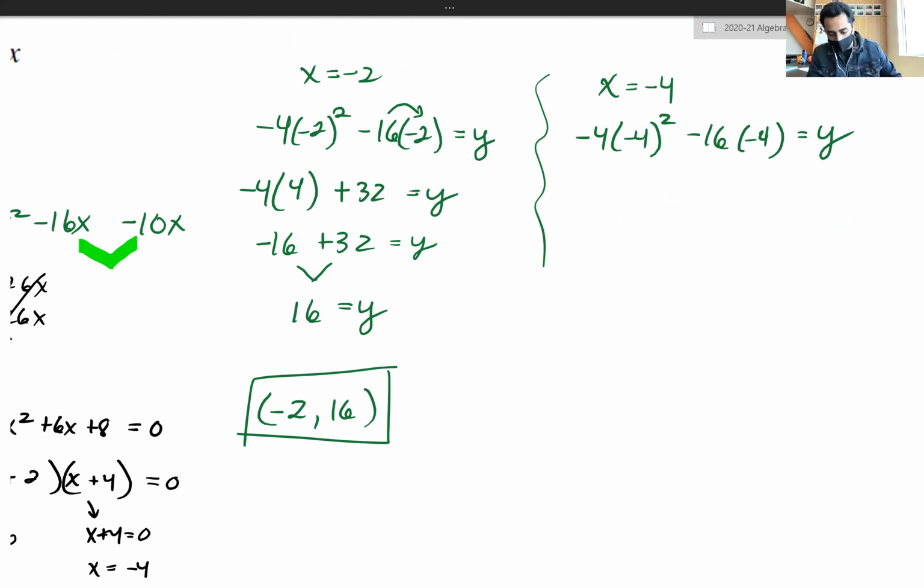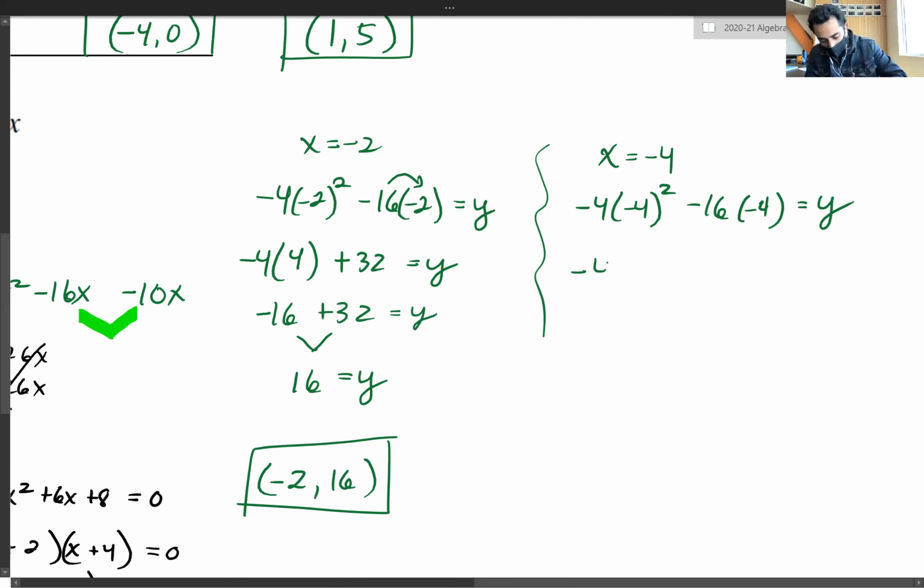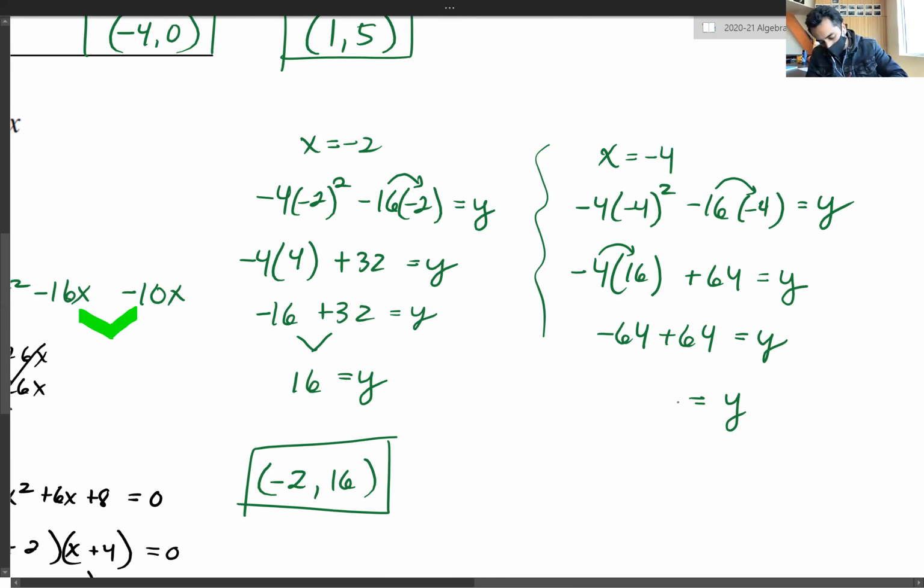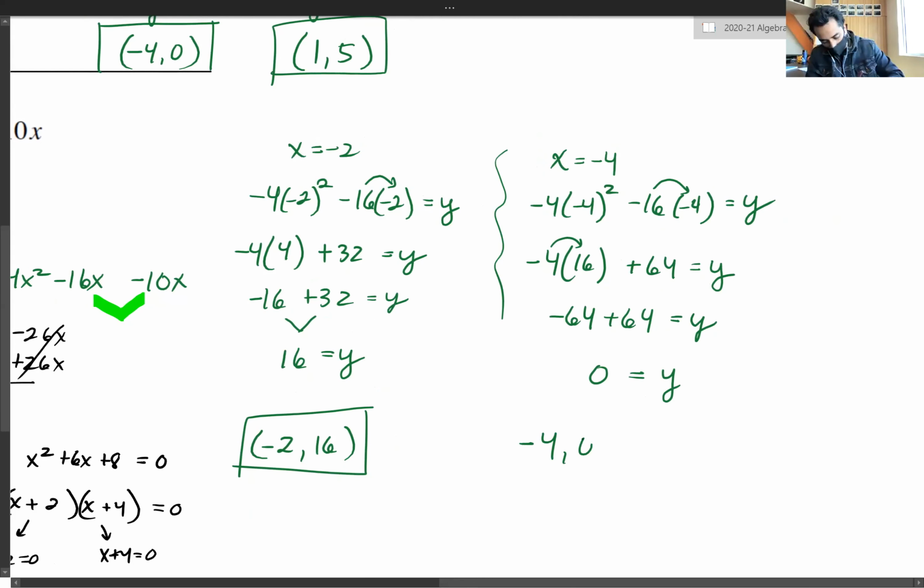Now let's try the other one. Negative 4 times negative 4 squared, that's 16. And then negative 16 times negative 4, that's positive 64. So here, when we multiply negative 4 times 16, that's a negative 64. Plus 64, y ends up just being 0. So we have another coordinate at negative 4, 0, where the two curves will intersect.